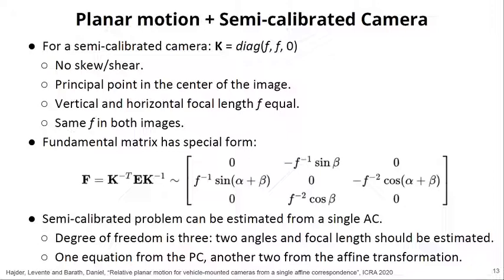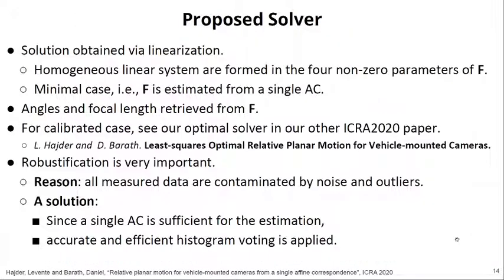For our setup, the fundamental matrix, similarly to the essential one, consists of 4 non-zero elements. They are functions of the 3 unknown parameters, 2 angles and the common focal length. As it is well known, the scale of the fundamental matrix is arbitrary. This problem can be written as a homogeneous linear system, thus the null vector of a 3×4 matrix should be computed first. Then the 3 parameters can be trivially obtained from this null vector.